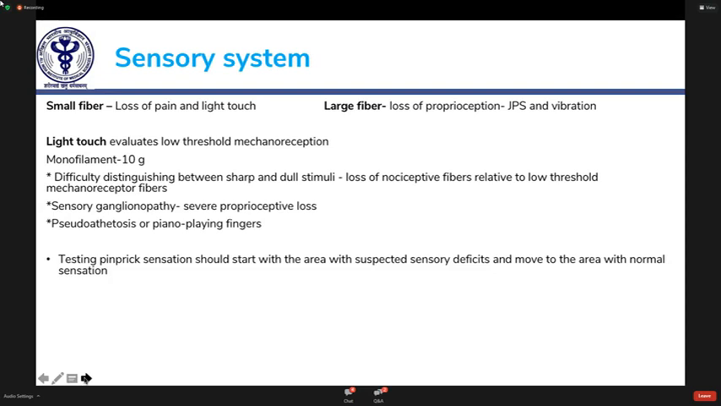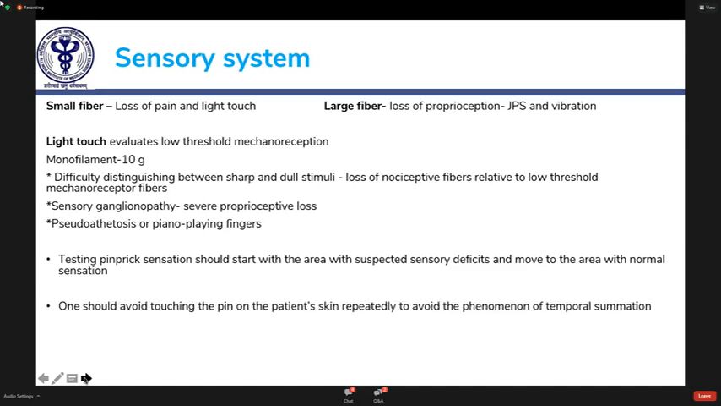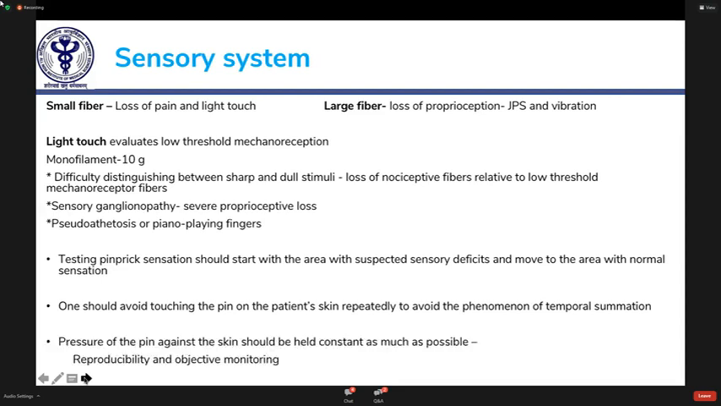And a few points in testing. When you test for pinprick sensation, always start from the area with the suspected sensory deficit and move to the area with normal sensation. You should avoid touching the pin on the patient's skin repeatedly. Don't keep poking in the same area, to avoid temporal summation, and always try to keep the intensity of the pressure uniform throughout while testing, so that it is reproducible and can be objectively monitored.